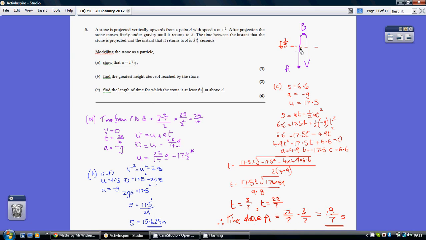As I said before, we need to take one from the other to find the time when it was above this height. It's 22/7 minus 3/7, which is 19/7 seconds.